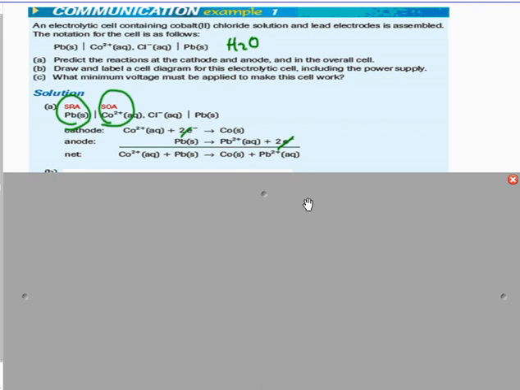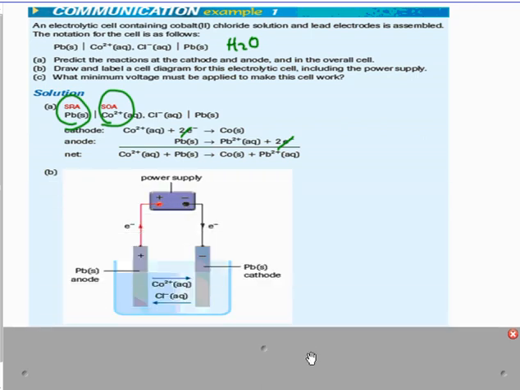To draw a diagram, there's two main distinctions between the voltaic and the electrolytic. So one is that we don't have that physical boundary. We don't have a salt bridge or a porous cup. Both electrodes are in the same solution. The other distinction is that we have to show an external power supply. We have to include the battery.